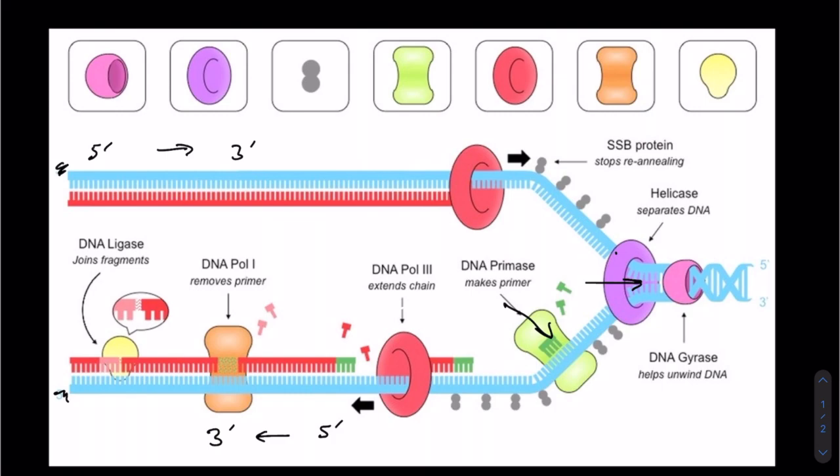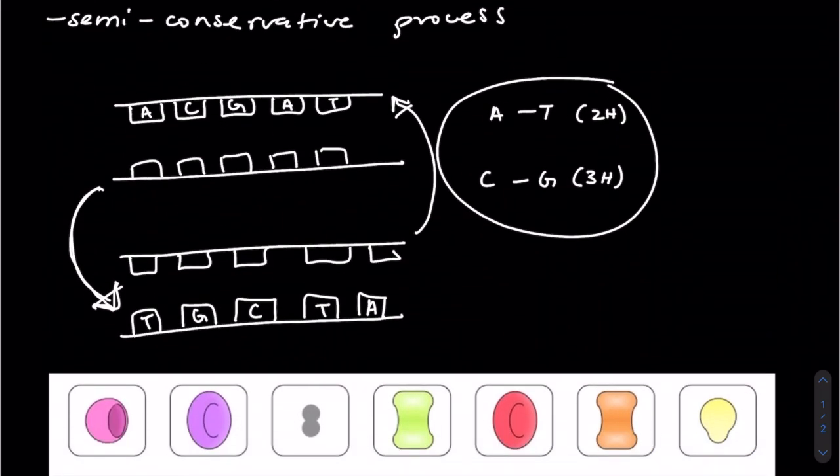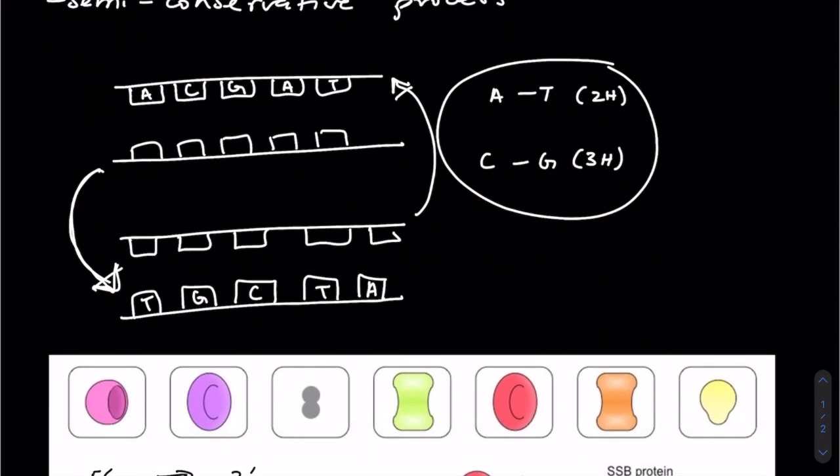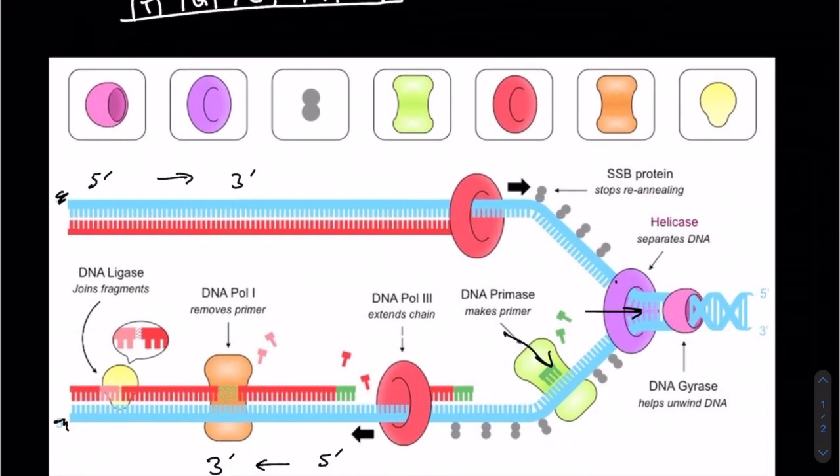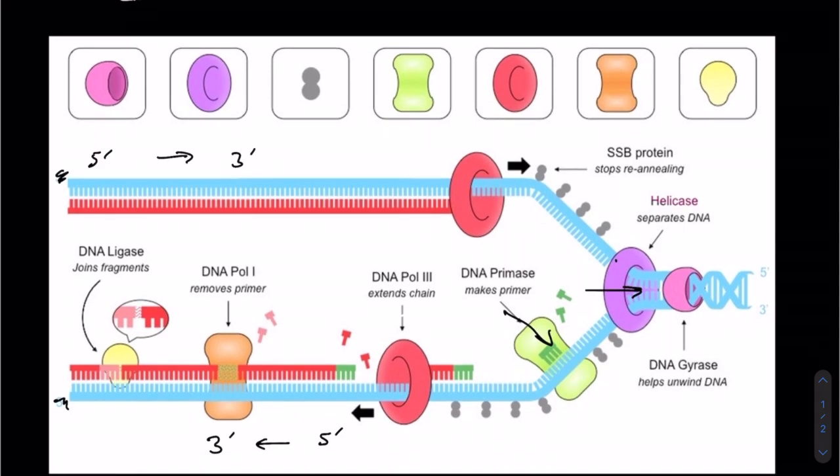So the first protein is helicase, and helicase unwinds and separates the double-stranded DNA by breaking the hydrogen bonds between the base pairs. So again, it breaks the 2 hydrogen bonds between adenine and thymine, or the 3 hydrogen bonds between cytosine and guanine. And these hydrogen bonds are basically what are holding the 2 strands of DNA together. So without them, they become separated into 2 single strands. And helicase unwinds the DNA at a region called the replication fork. And this essentially produces 2 strands running in anti-parallel directions.